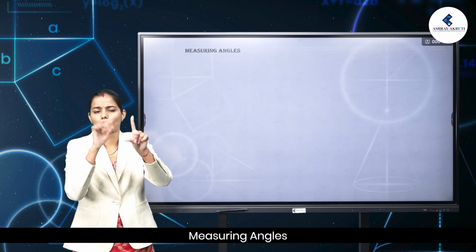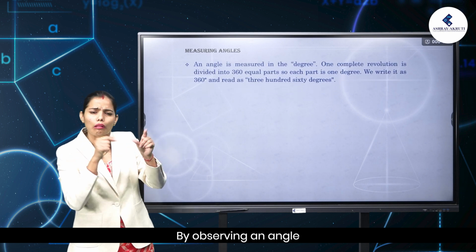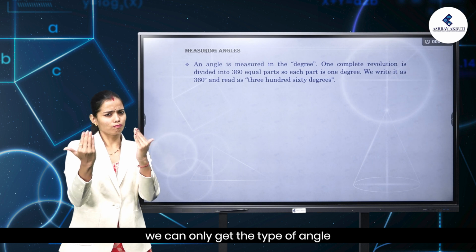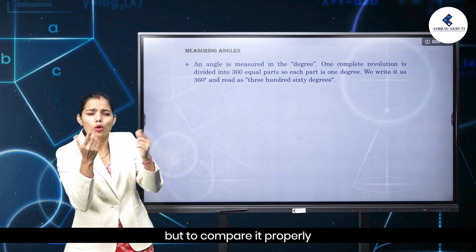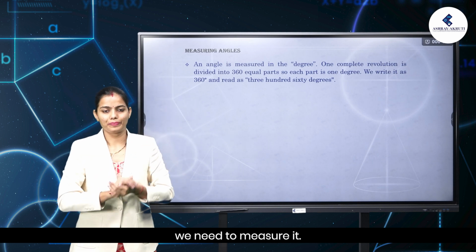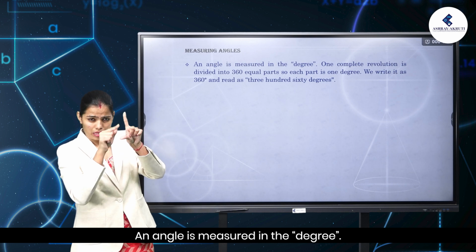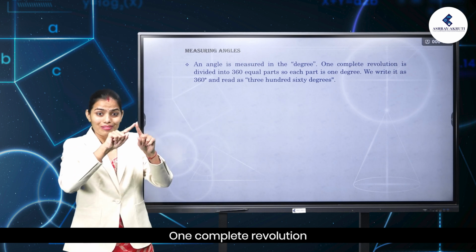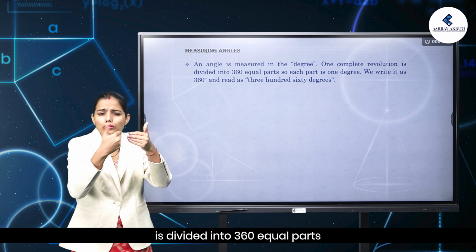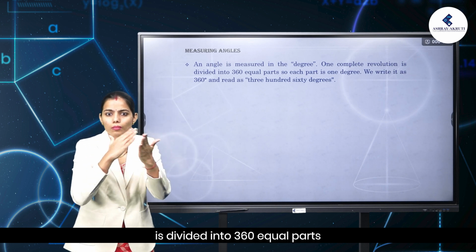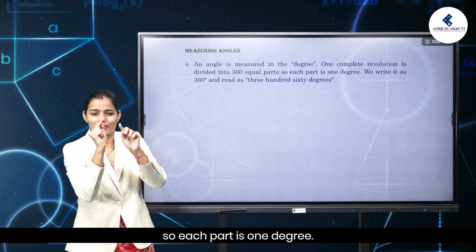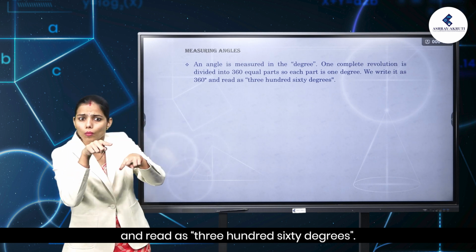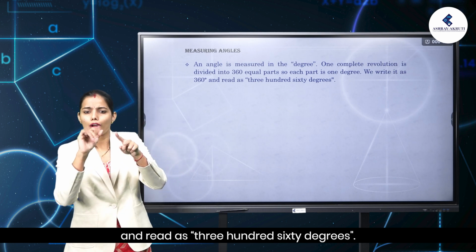Measuring angles. By observing an angle, we can only get the type of angle, but to compare it properly, we need to measure it. An angle is measured in degrees. One complete revolution is divided into 360 equal parts, so each part is 1 degree. We write it as 360 degrees.